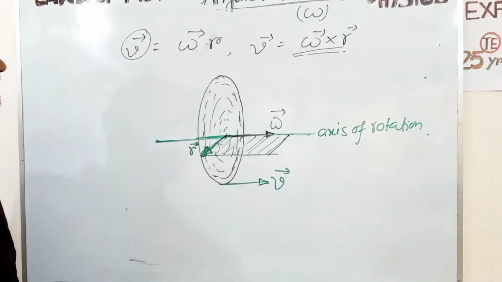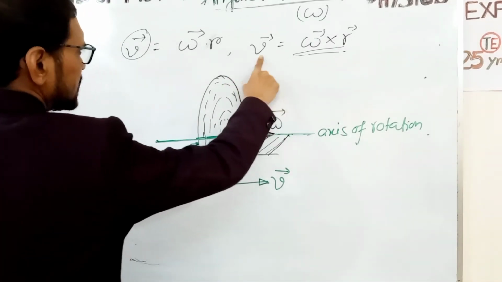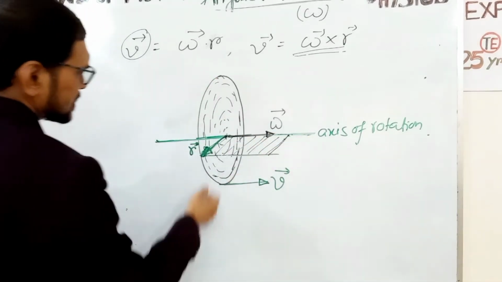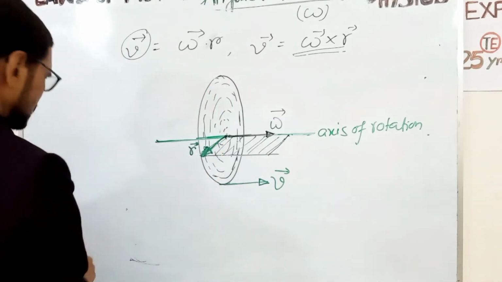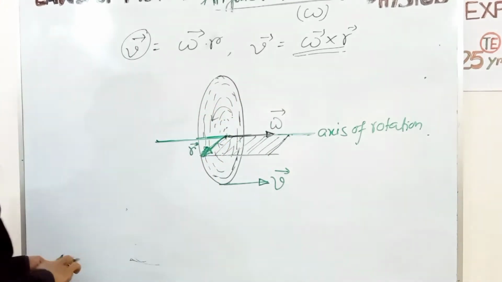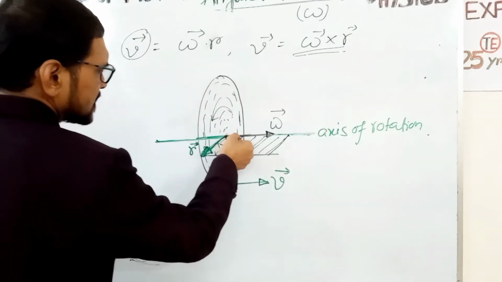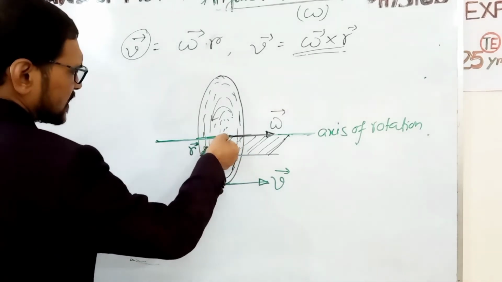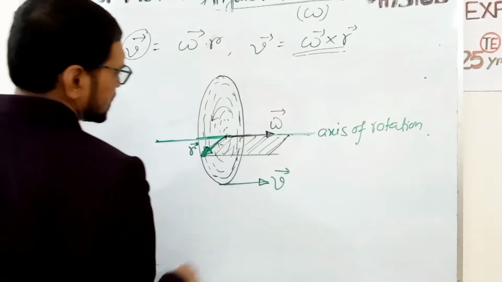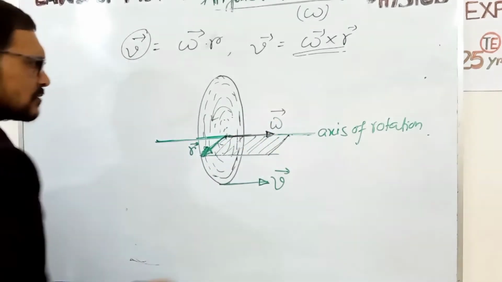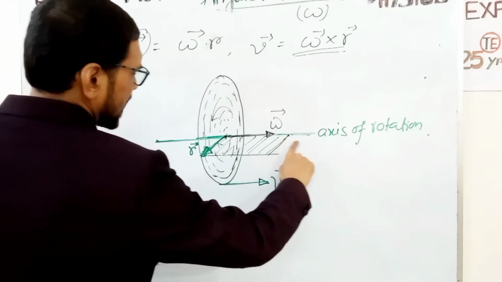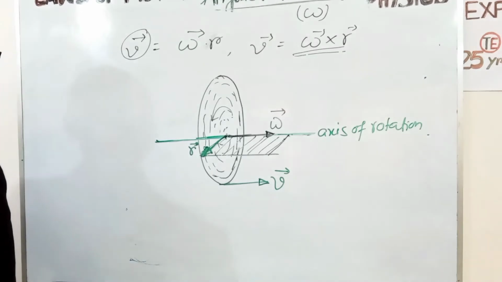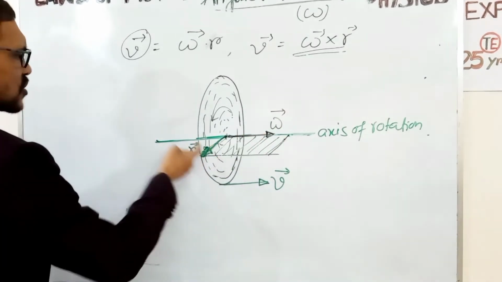To understand in practice the vector relation v equal to omega cross r, suppose a disk rotates about this axis. When the disk rotates in the anticlockwise direction, the disk shifts along this axis. This is the direction of omega, along which the disk shifts. The direction of angular velocity is always along the axis of rotation, so that's why it is called an axial vector.